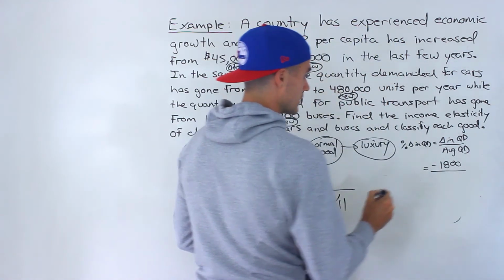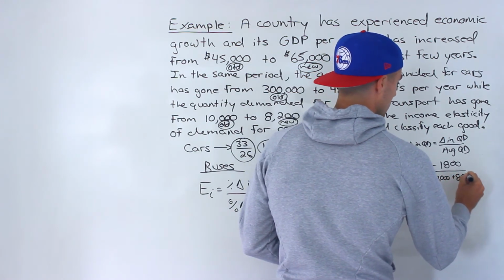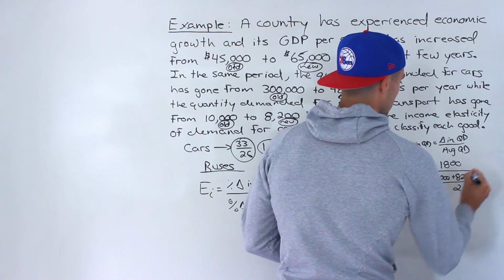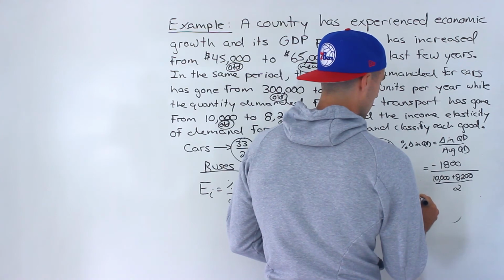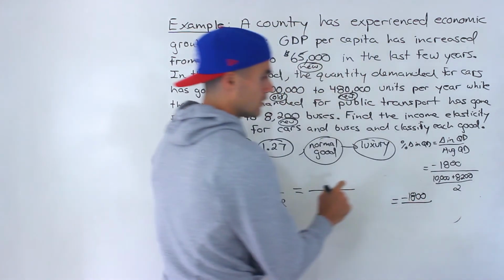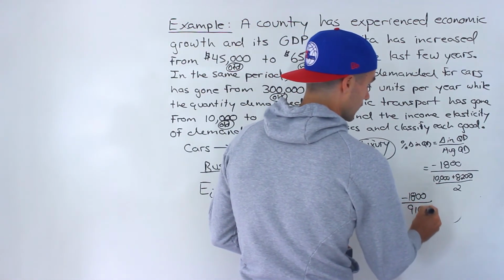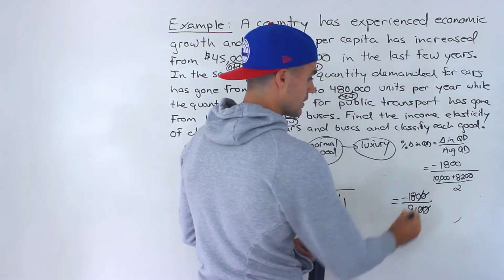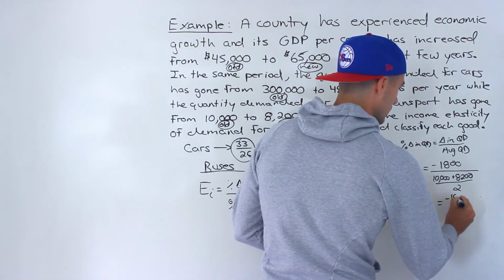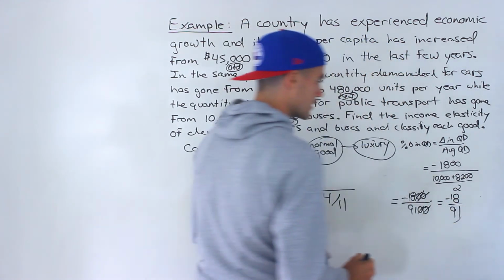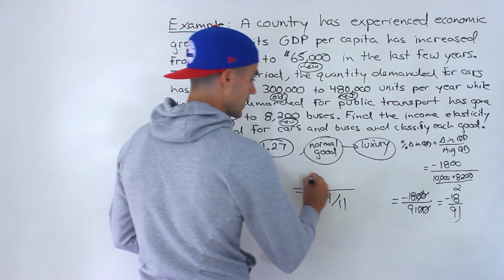And the average quantity demanded would be the 10,000 plus 8,200 divided by 2. And then this here would be negative 1,800 over 18,200 divided by 2, which would be 9,100. Then notice these zeros cancel out, so you'd have negative 18 over 91. And that does not simplify. So that's what the numerator would be in this case. That's a percentage change in quantity demanded.